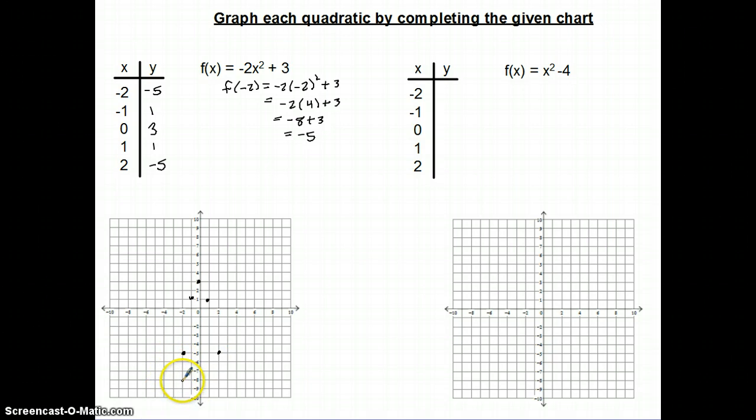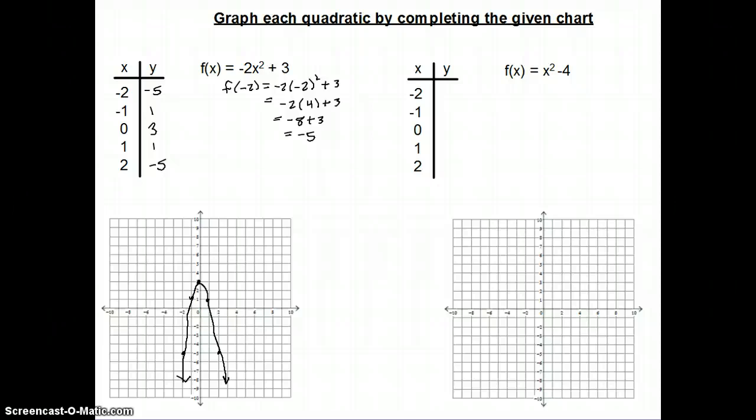Alright, now we can connect our points. Remember, creating a curve, and we have another parabola facing downwards. In the previous example, our parabola was facing upwards. They can also face down, such as this one, so make sure you keep that in mind when you're graphing your quadratic functions in the future.